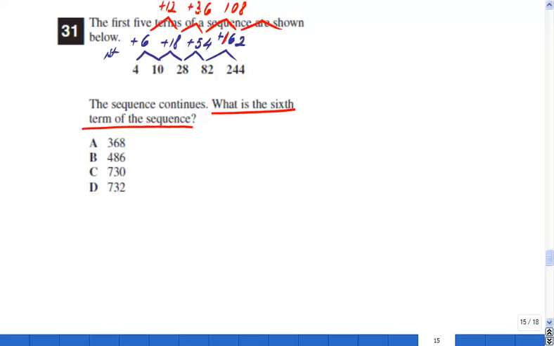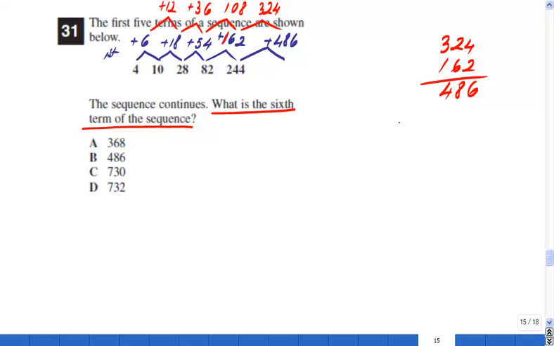Well, let's see. 12 times 3 is 36. 36 times 3 is 108. Okay, so how about 108 times 3? 108 times 3 is going to be 324. So supposedly here I will have a 324, which if you add to 162, you get 486. So it seems that I have to add 486 to my 244 to get the next term.